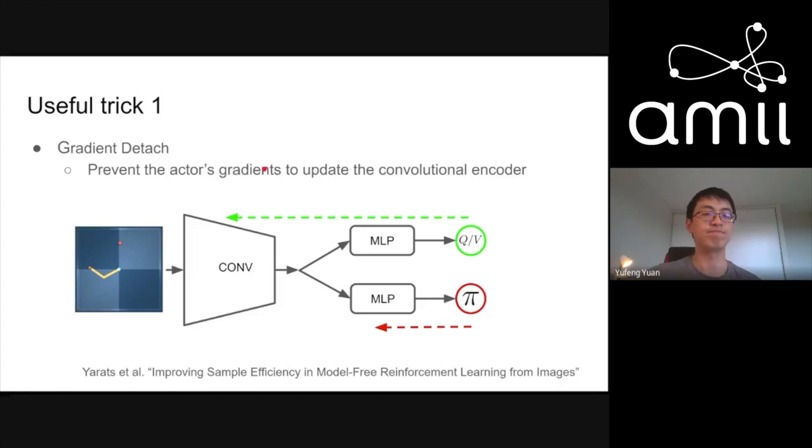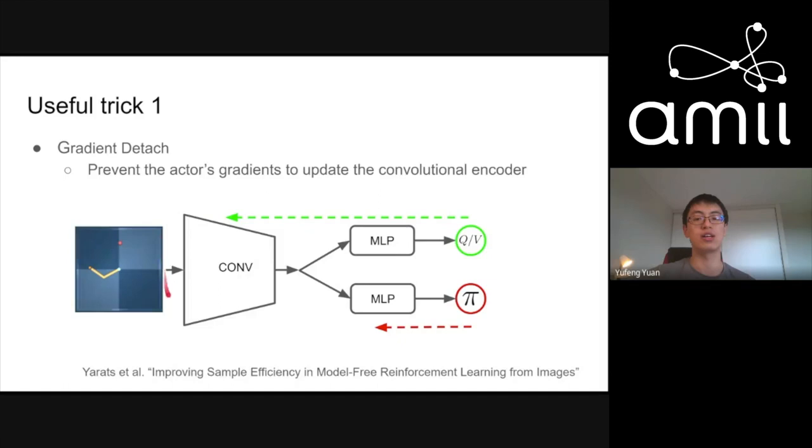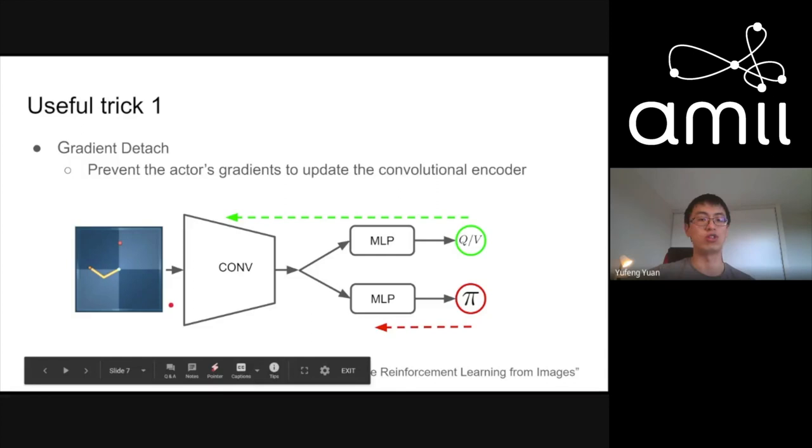So let's start from the first trick, which is gradient detach, which prevents the gradients from the actor from updating the convolutional encoder. If we use the image to train an actor critic algorithm, the model will look something like this. It will have only one convolutional encoder and two separate MLP parts, one for the critic and one for the actor. The reason we use a shared convolutional encoder is that training two convolutional encoders is just too computationally expensive, considering the amount of samples needed for a reinforcement learning agent. So usually people will share this convolutional part.